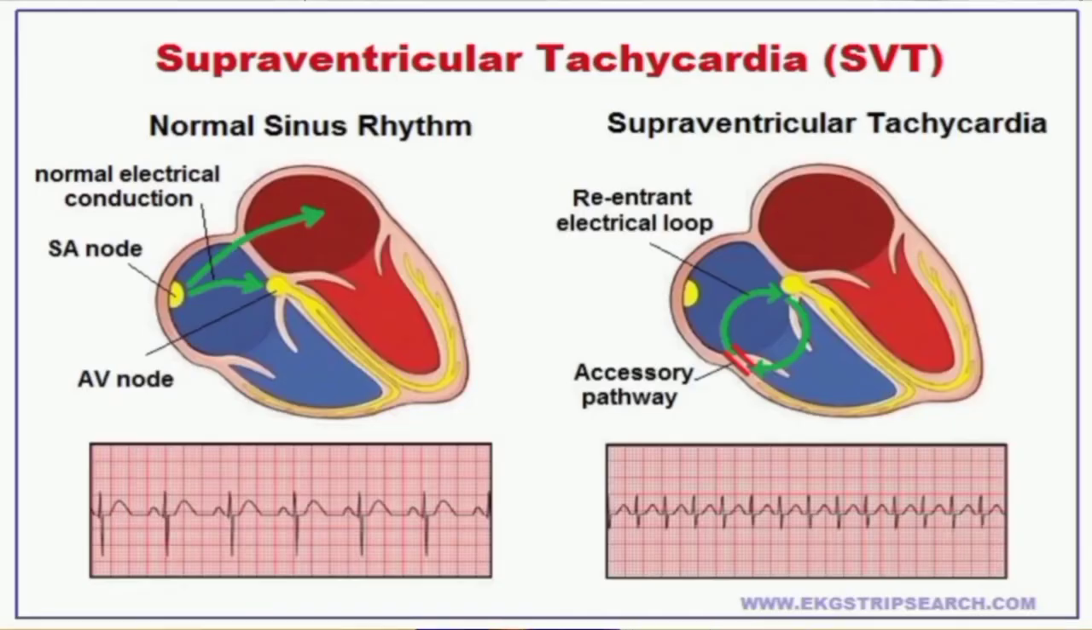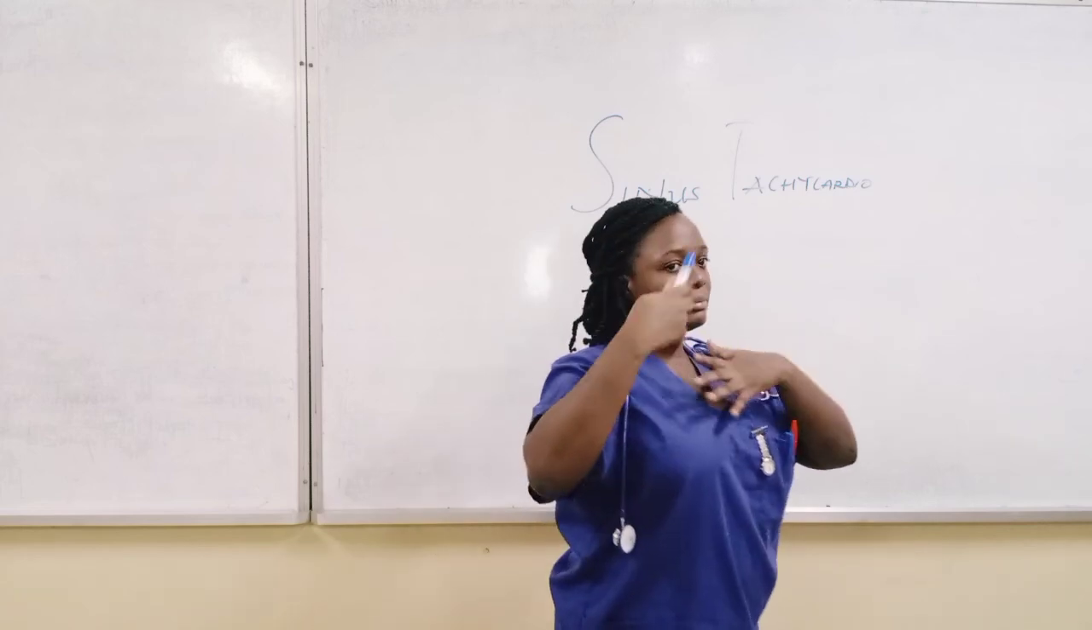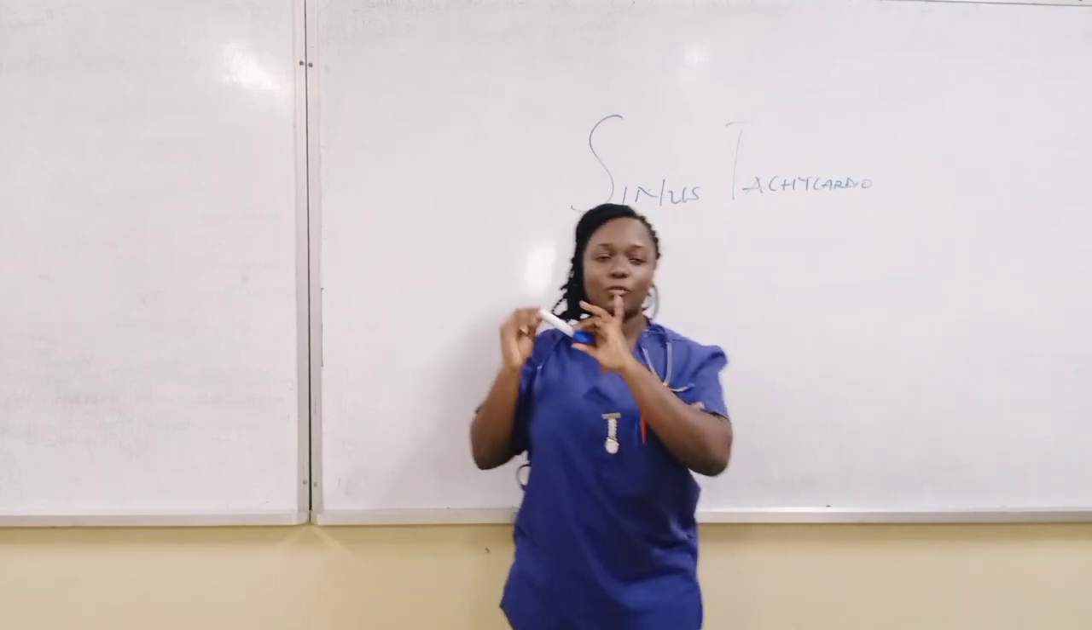Okay, let's look at the diagram of a supraventricular tachycardia and a normal sinus rhythm. The right side is the normal sinus rhythm, and looking at it, you realize that the SA node fires at the right proportion. But looking at the supraventricular tachycardia on our left side, you realize that there's a re-entrant electrical loop of the sinus node, and the accessory pathway is wide, which speeds up the heart rate. The SA node does not transmit the right amount of electrical impulse.